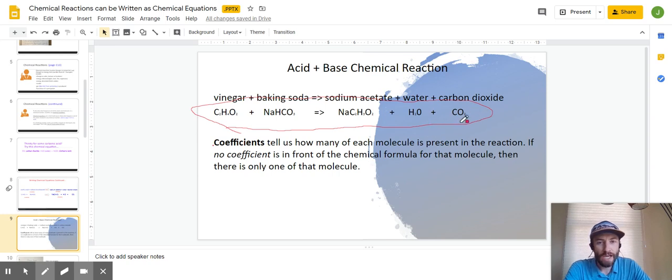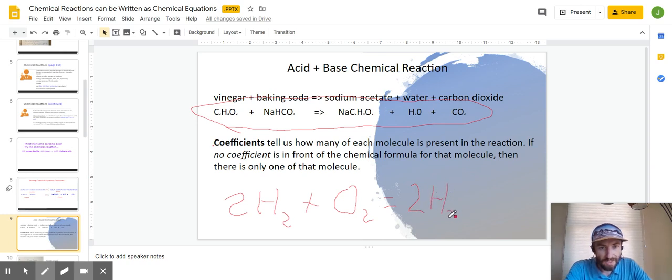But some chemical reactions aren't like that. For example, in order to make molecules of water, you actually need 2 molecules of hydrogen gas plus 1 molecule of oxygen gas to yield 2 molecules of H2O.